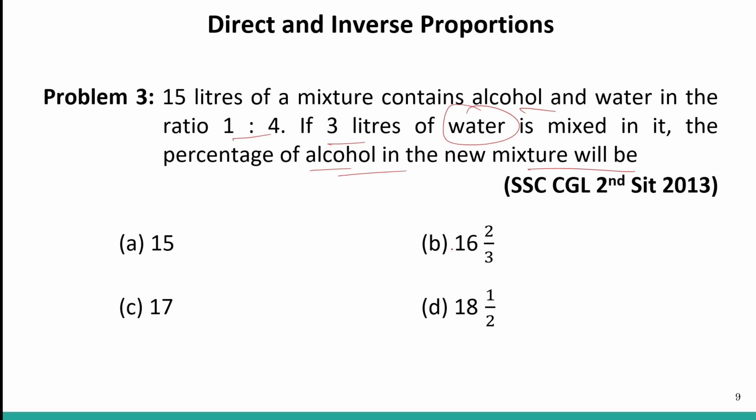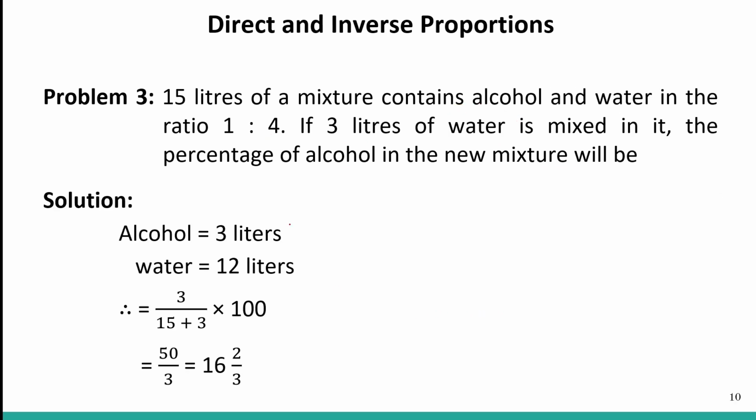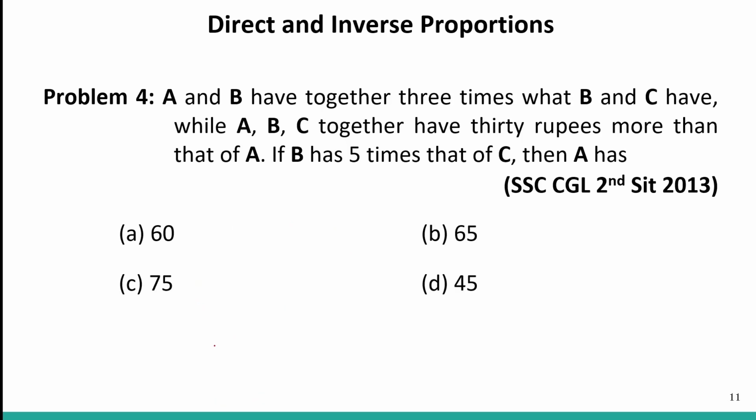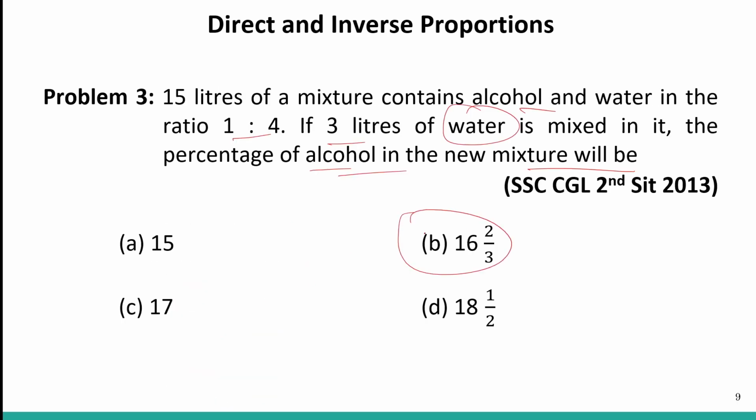Option A tells us that 15 is correct. B tells us that 17 is correct. C tells us that 16 whole 2 by 3 is correct. And D tells us that 18 whole and 1 by 2 is correct. Let's see which one is in truth correct. Alcohol is 3 liters, water is 12 liters. So 3 by 15 plus 3, into 100. This is equal to 50 by 3, which is 16 whole and 2 by 3. So this is the correct answer.